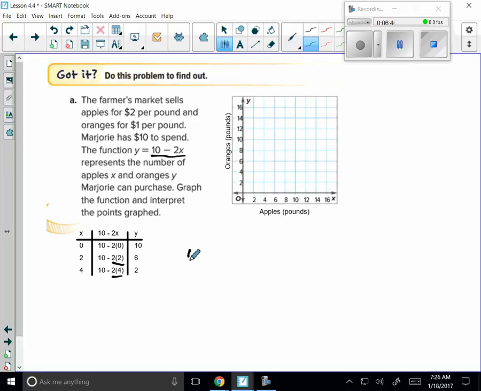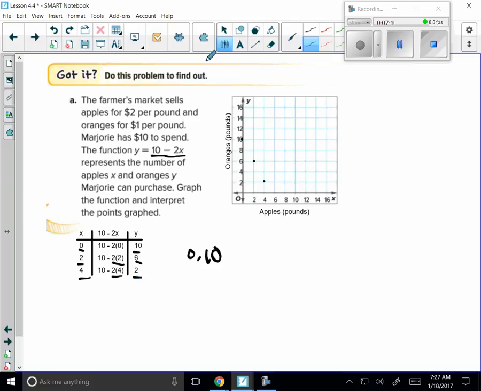The first ordered pair is (0, 10). How do I know (0, 10)? I take my first x value and my first y value. So (0, 10) says that I do not go over, but I go up to 10. That's the first one. Now, after that, I have (2, 6). That tells me to go over to 2 and up to 6. After that, I have (4, 2). Tells me to go over 4, up 2.